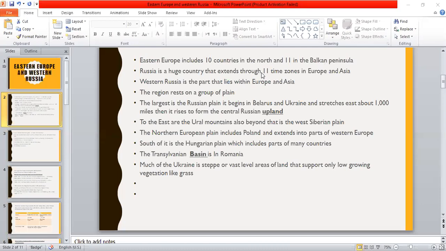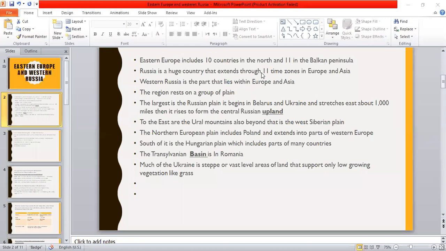South of the Russian Plain are the Greater and the Lesser Caucasus Mountains. So we have two mountain chains. These two mountain chains extend from the northwest to the southeast, with a valley between them. So what are the two mountain chains? We have the Greater and the Lesser Caucasus Mountains, which have a valley between them.